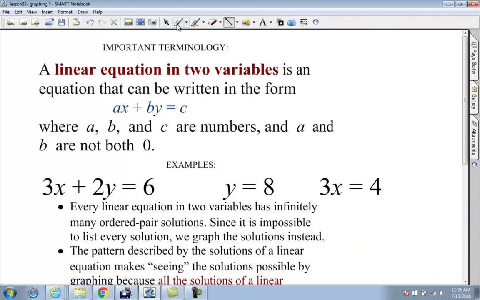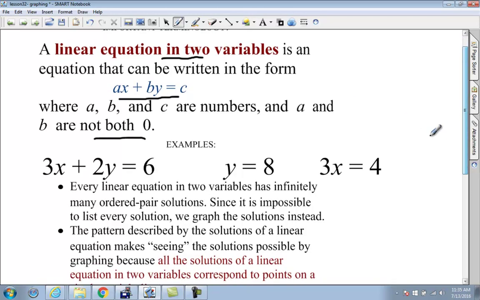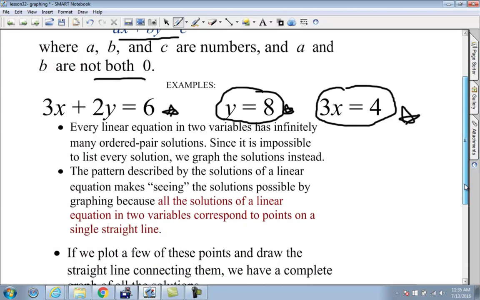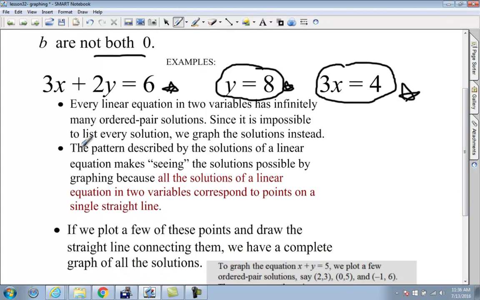And let's kind of summarize. So it turns out a linear equation in 2 variables is an equation that can be written in the form ax plus by equals c, where a, b, and c are real numbers, but a and b are not both 0 at the same time. So examples of some linear equations are this one, and this one. It turns out that y equals 8, if we graphed it, would be a horizontal line, and 3x equals 4, if we graphed it, would be a vertical line. But we'll talk more about that in a moment.